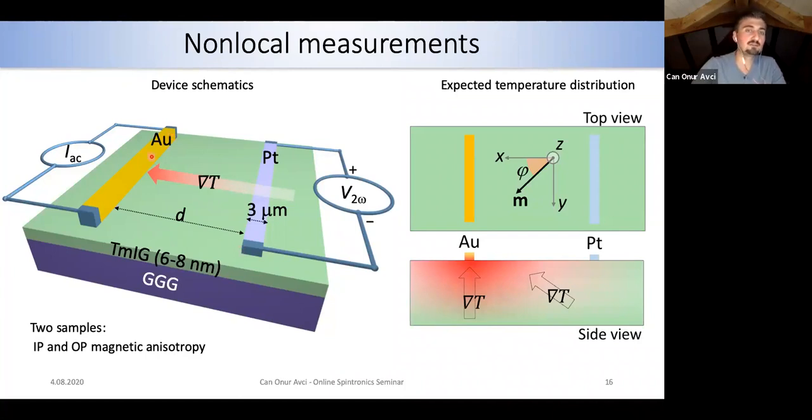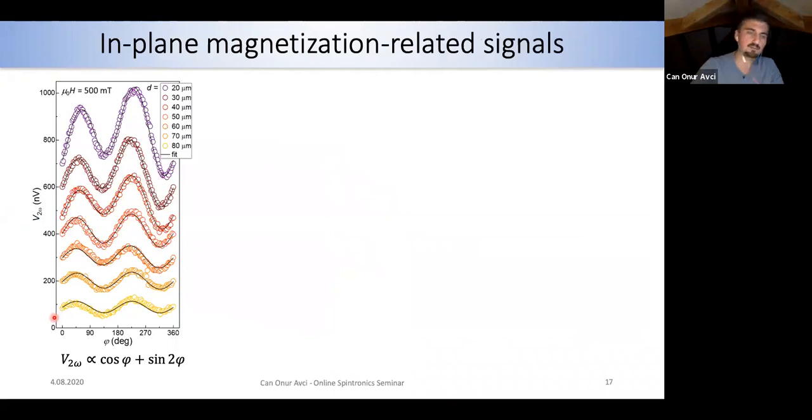Non-local geometry means that you are using some heater at a distance from your detector, and you expect to measure some signal in this detector. What I expected in this device is that, sending some AC current through this heater layer, I have an out-of-plane and in-plane temperature gradient building up underneath the platinum because of the thermal profile. We also measured two kinds of samples, one in-plane sample and one out-of-plane sample, so that we can distinguish between different effects. Now I'm focusing on the in-plane samples.